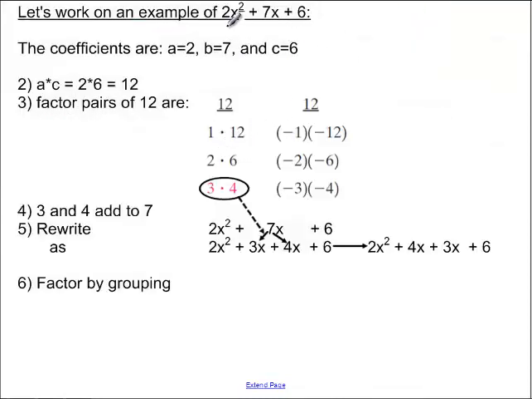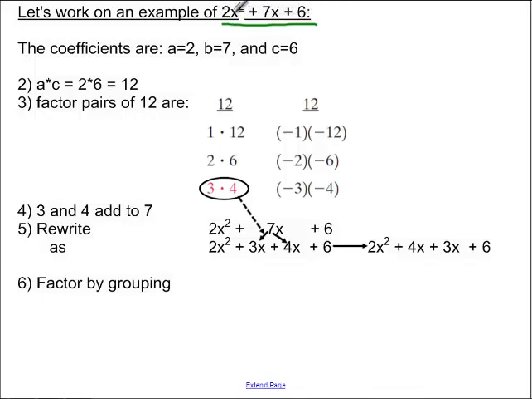So again, here's an example. We've got 2x squared plus 7x plus 6. The coefficients are a, b, and c, and probably even before we get to there, we should try and make our life easy. Number one, is it given to us in descending order? It sure is. There's an x to the second power, x to the first power, and x to the 0th power. So it's in descending order. We can't even talk about the a yet. We should see if we can factor out a greatest common factor.